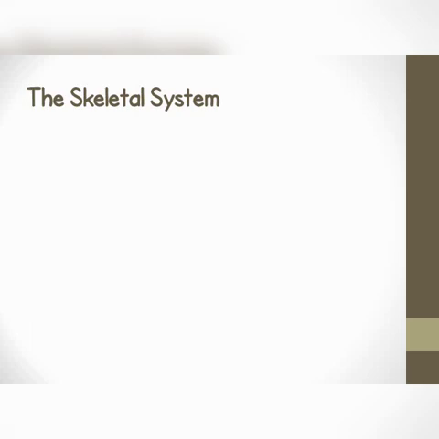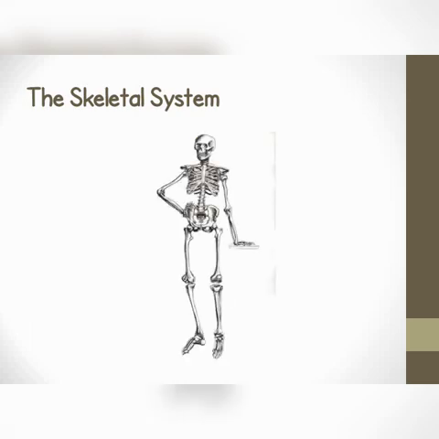The bones in our body make up the skeletal system. There are 206 bones in our body. Okay, now let's look at the picture here. This is our skeletal system. Okay, let's discuss about the parts. This one is the skull, and then the next part is our ribs.